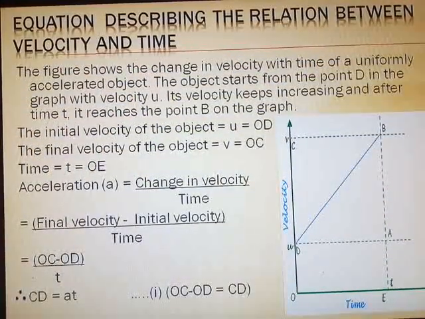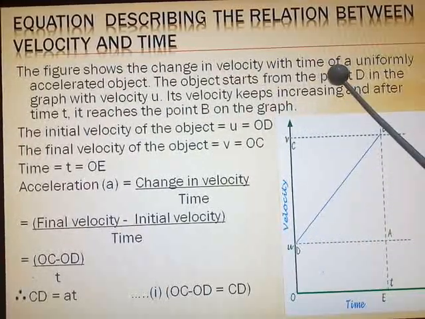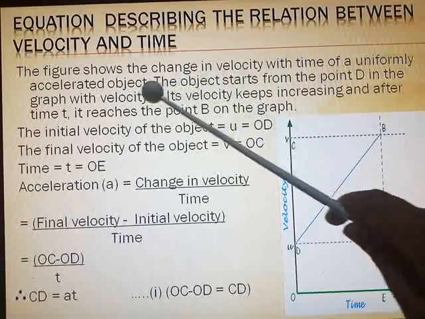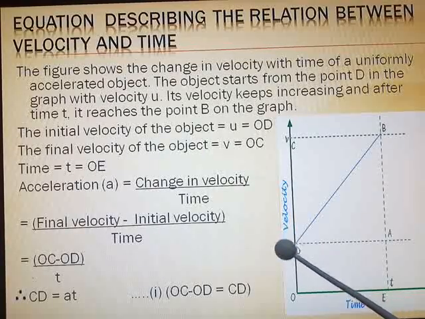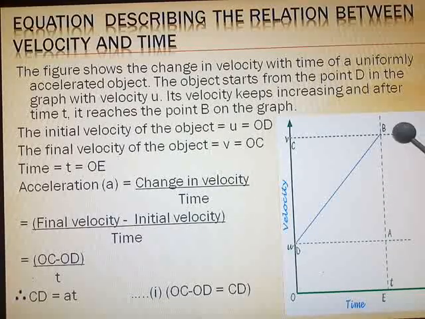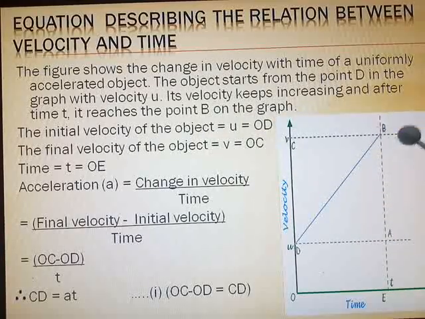First one, the equation describing the relation between velocity and time, that is the first equation. To get the first equation, you can see here a graph which is a representation between velocity and time. Here the figure shows the change in velocity with time of a uniformly accelerated object. In the previous graph we have seen what is uniform acceleration. The object starts from point D in the graph with the velocity u. Initial velocity is u. Its velocity keeps on increasing, and after a particular time t, it reaches the point B on the graph. You can see here point B.